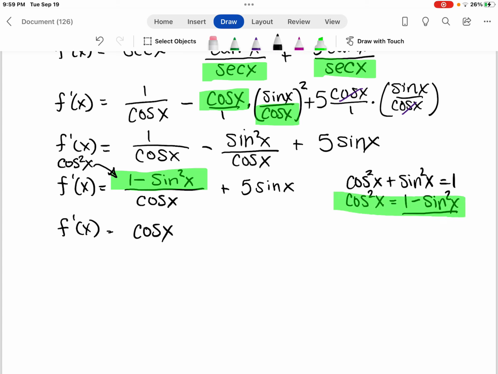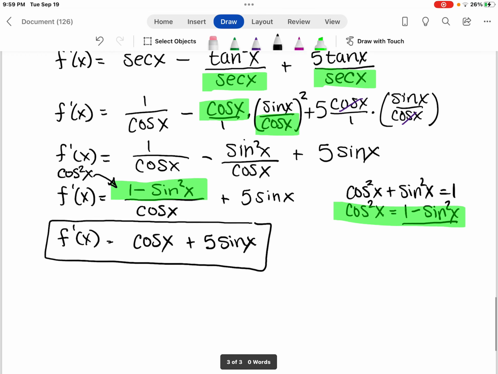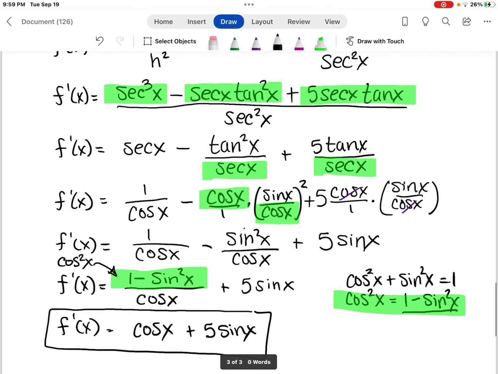And then I have a cosine on the top and the bottom that I can get rid of, which leaves me with 1 cosine. And then I have plus 5 sine x. So this is the derivative completely simplified. That was a big mess, but you just had to kind of refresh on your trig identities.